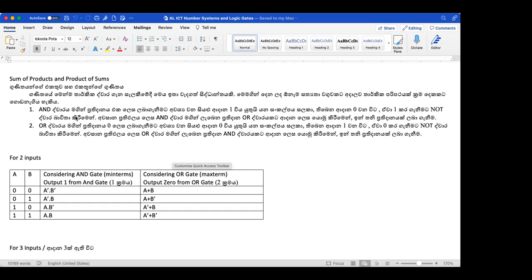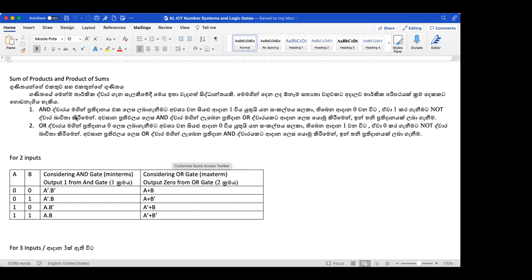You know the nature of the AND gate. The nature of the AND gate is if both inputs are 1, it will output 1. If both inputs are 1, the output is 1. If all inputs are 1, that is the nature.